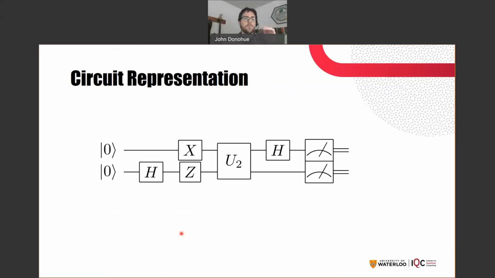Okay, we can also represent these as circuits. So we're going to be using this circuit model to kind of understand just how these operations work. So let's say that Alice and Bob have their qubits that both start off in the state 0. We now think about this circuit.